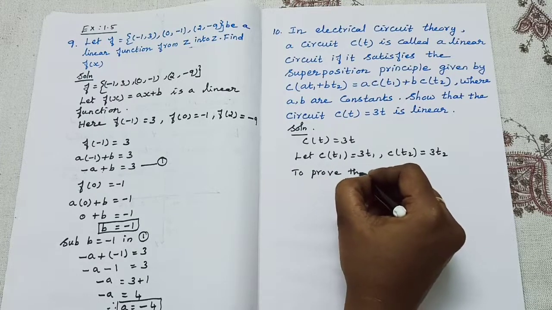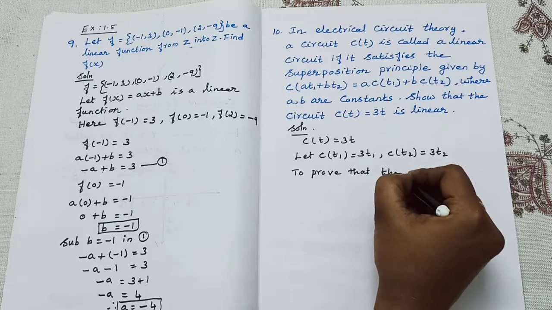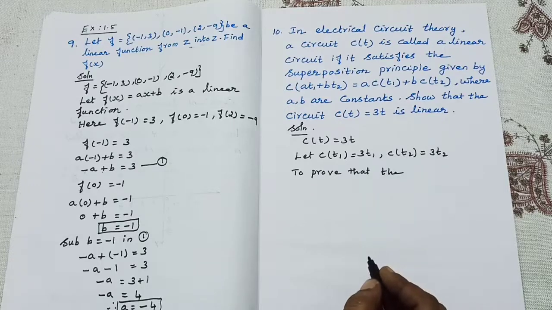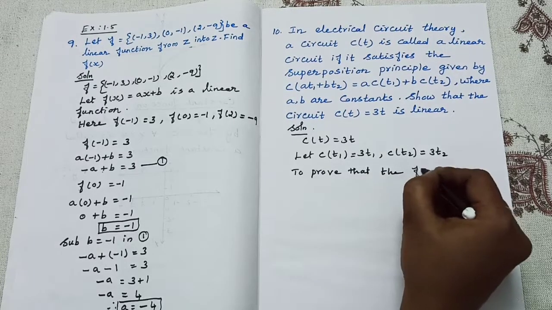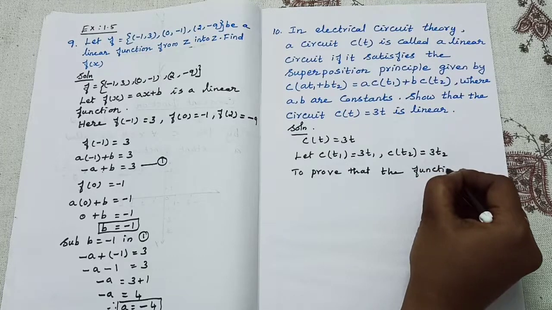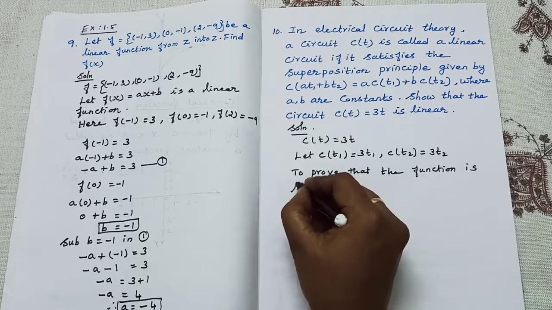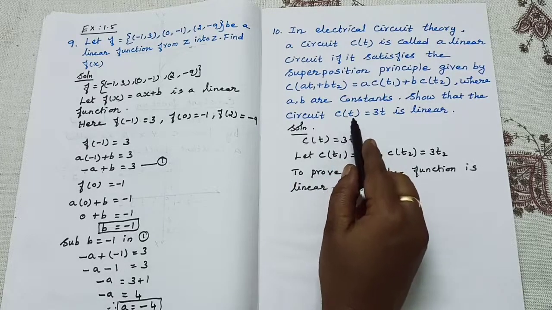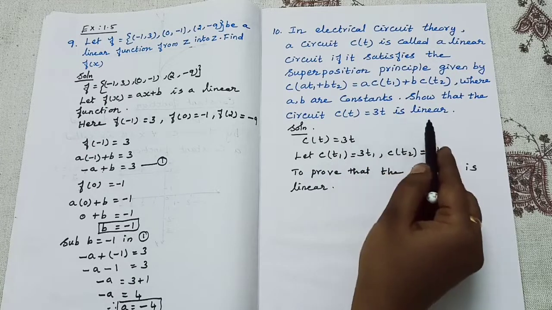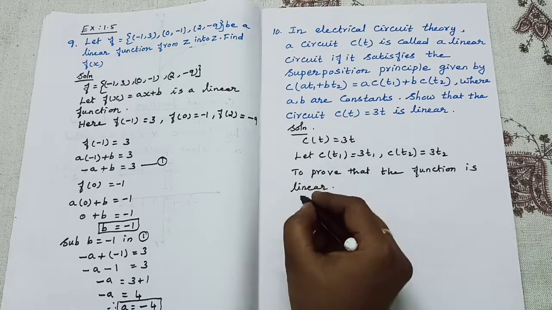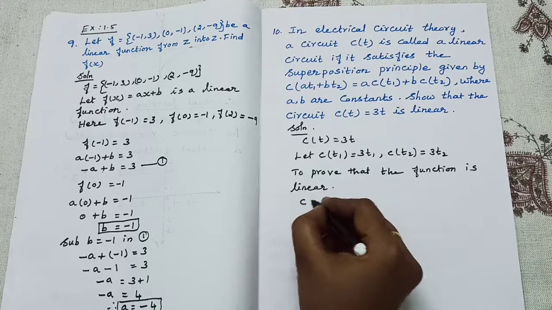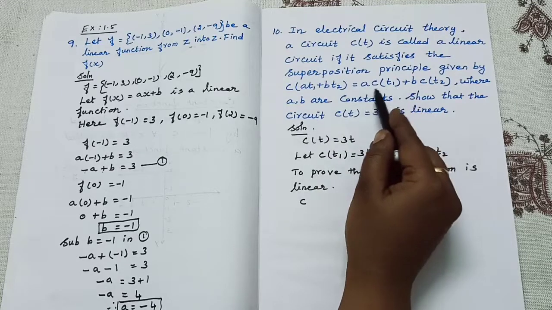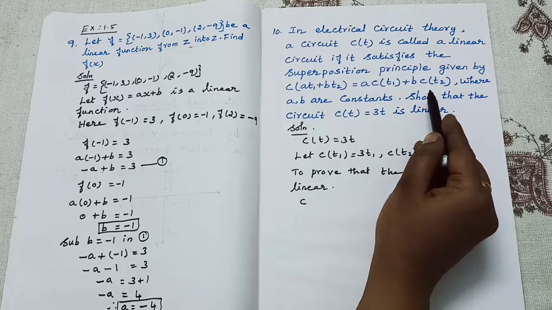So we have to prove that the circuit is linear. That is a linear function we have to prove. Okay, that means C of t is equal to 3t is linear. We have to prove. Then first of all, here what is given, the left hand side and the right hand side. This is the right hand side given. Right hand side values first we have to take.